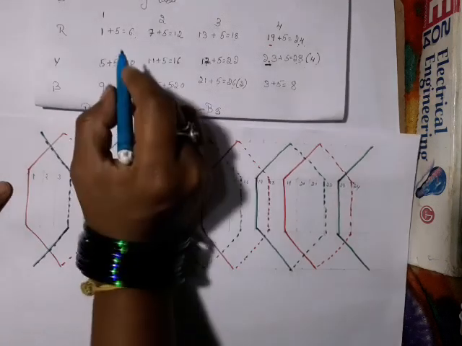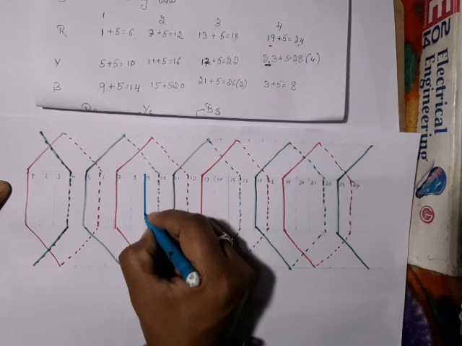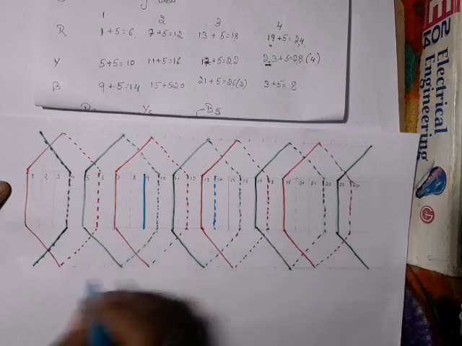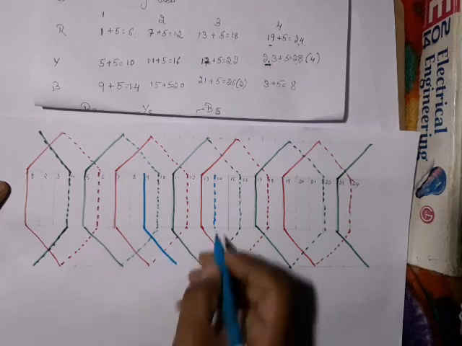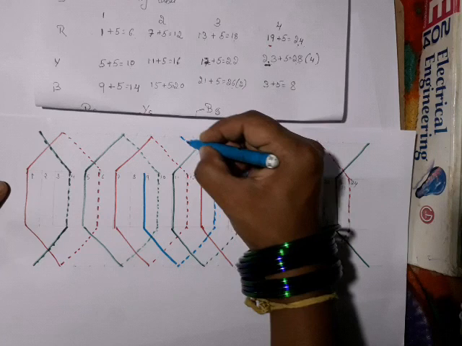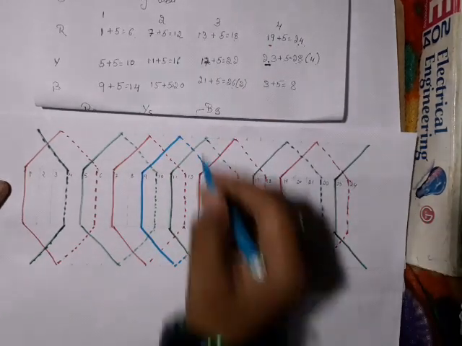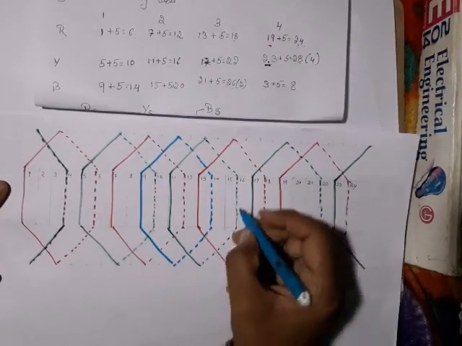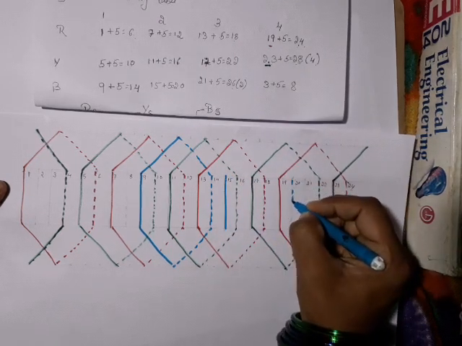B phase is starting with 9. 9 is connected to 14, and 9 is a dark line. 14 is the dotted line. Yep. The next one, 15. 15 is connected to 20. Where is 15? Here we have 15 connected to 20, dotted line.